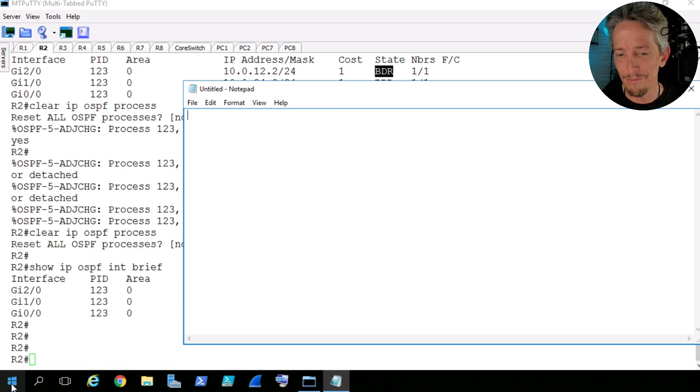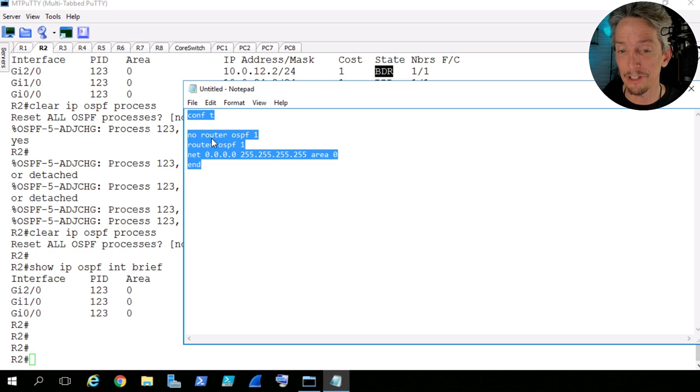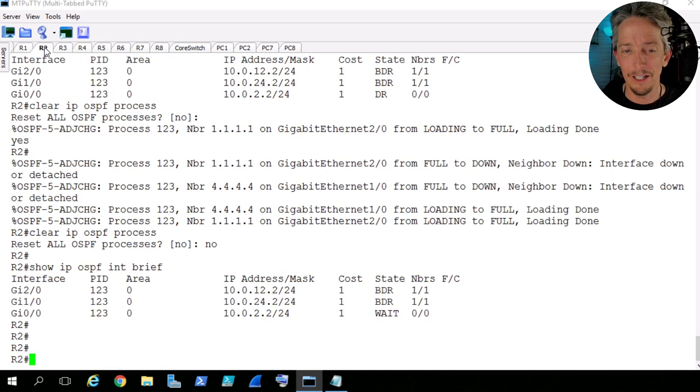Notepad. Config T, no router OSPF 1, router OSPF 1, network, area 0. So what that's gonna do, it's gonna remove OSPF completely, put back OSPF on. Now the interface priorities, which I think we have a 7 on R2, that'll still be there. It doesn't wipe out the interface config. And this will give a true test with both routers coming up at the same time and who's gonna win, without giving any bias to who is the current DR and so forth. So we'll just paste that into R1 and we'll paste it into R2.